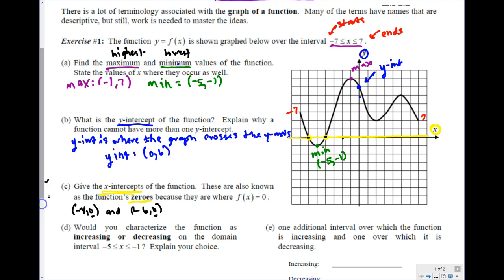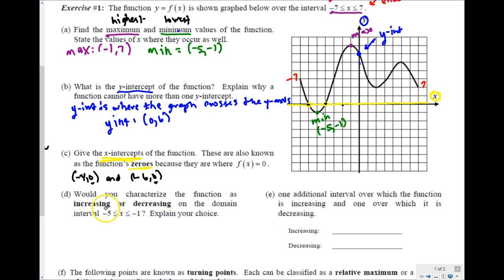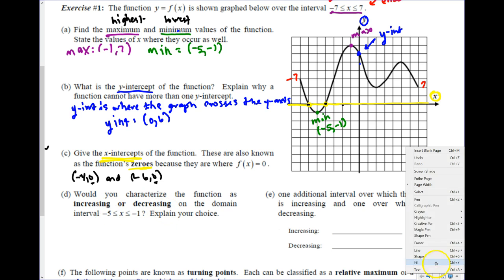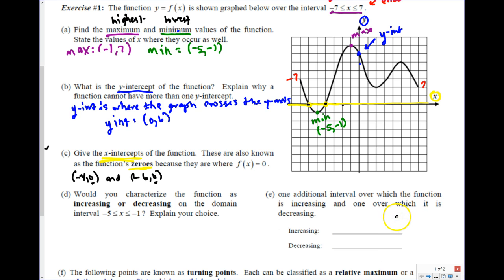Letter D. Would you characterize the function as increasing or decreasing on the domain interval -5 to -1? So this is saying, hey, look, if I'm starting at -5 and ending at -1, I'm going to go to my graph and find -5, and keep in mind it's the x. So 1, 2, 3, 4, 5. So here is -5.